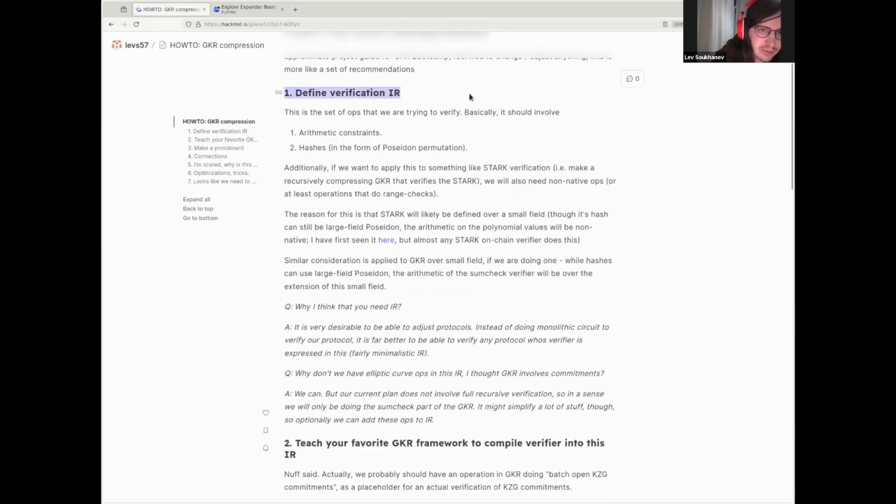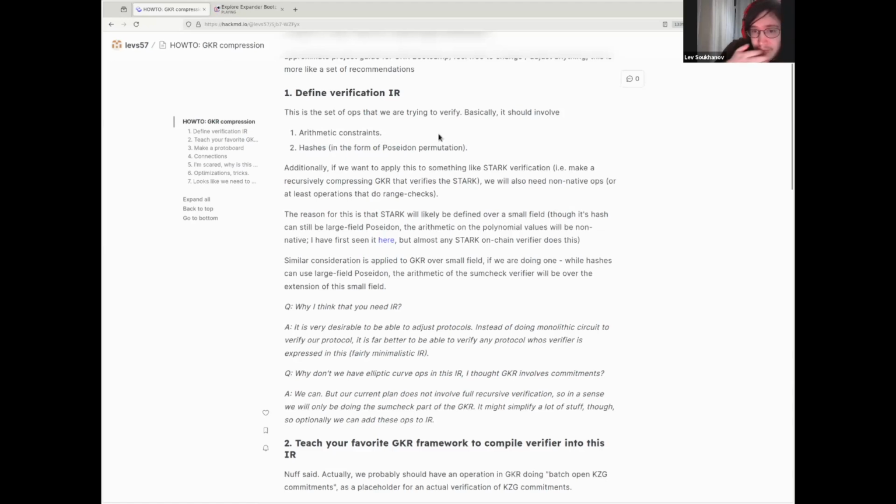I think at first you need to define a verification IR. And I think that is something that does not exist. Okay, it exists in many forms, but you will probably need another one, and I do not think it exists in Expander. This would be a very nice addition to Expander anyway, even if it's the only thing that you're doing. Basically, this is a language which has operations that we're trying to verify. It should involve arithmetic constraints, and it should involve hashes.